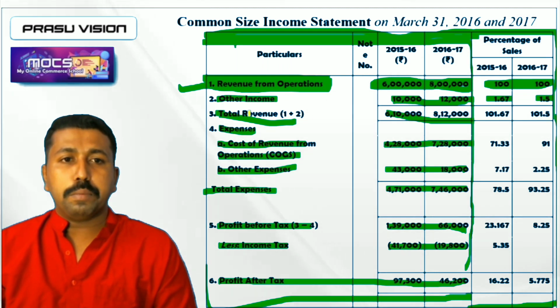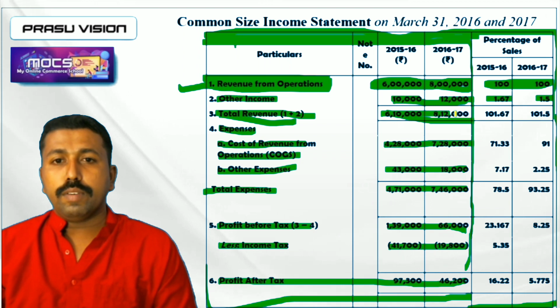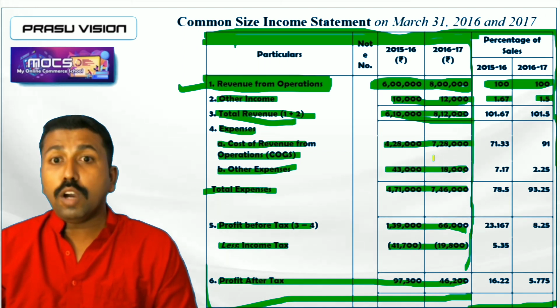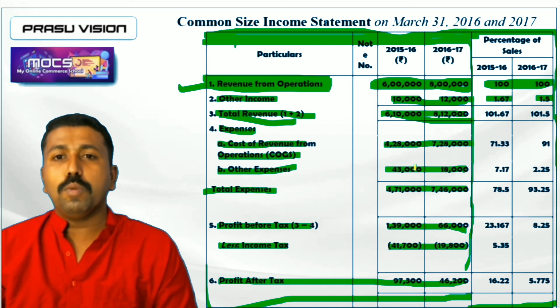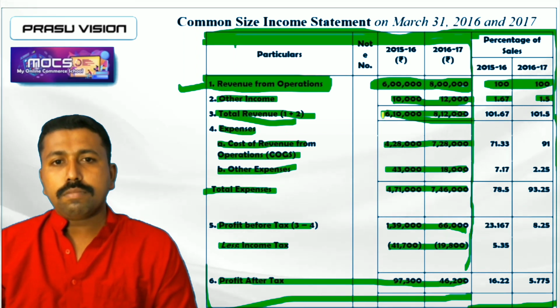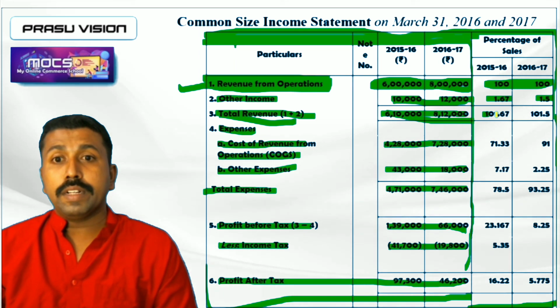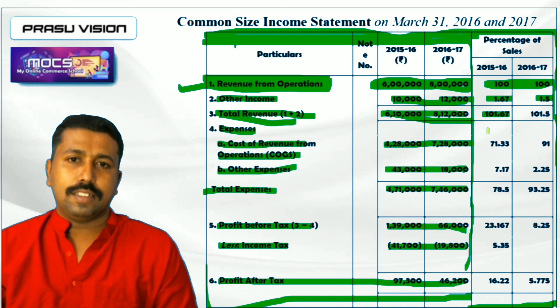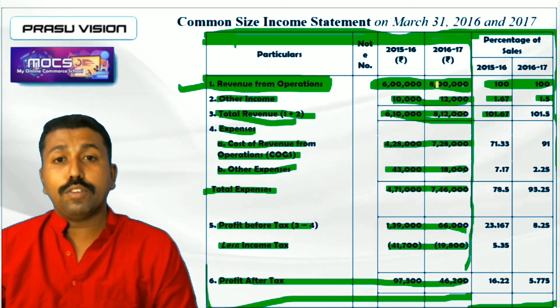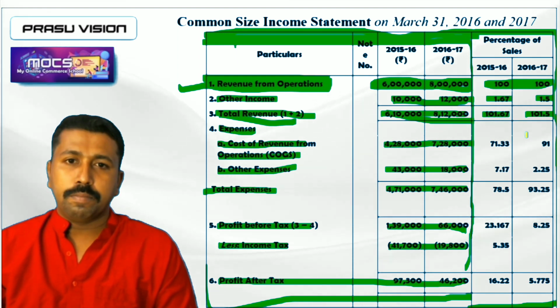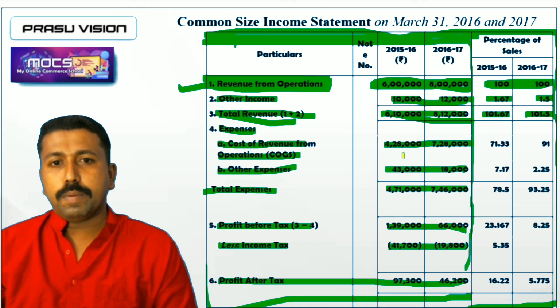Then we are calculating the total revenue, 6 lakh 10,000 and 8 lakh 12,000. Now the value of percentage will be more than 100. So 6 lakh 10,000 divided by 6 lakh into 100, we will get 101.67 percentage. 8 lakh 12,000 divided by 8 lakh into 100, we will get 101.5 percentage. Then we are listing the expenses.